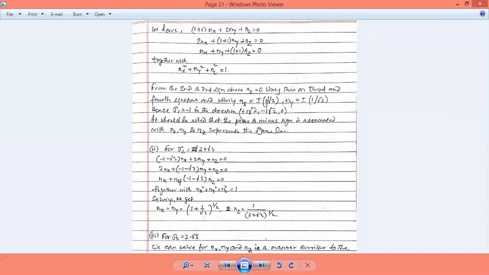It should be noted that the plus and minus associated with nx, ny, and nz represent the same line itself. Next, if we go to sigma 2, whose value is again 2 plus square root of 3, we follow the same procedure here, and the coefficient will be 1 because we are subtracting 1 from 2.